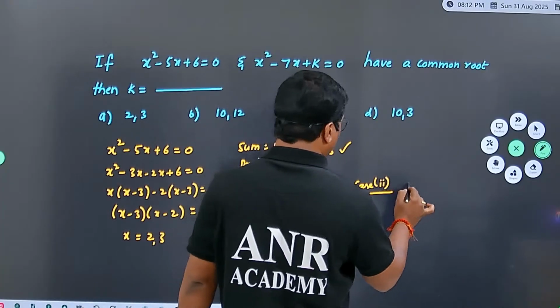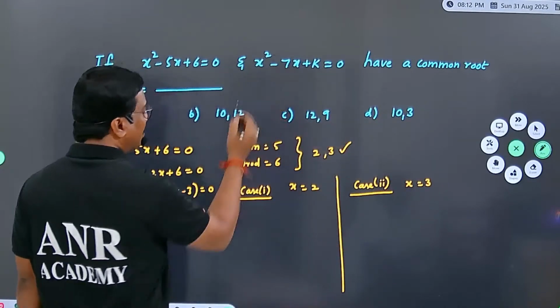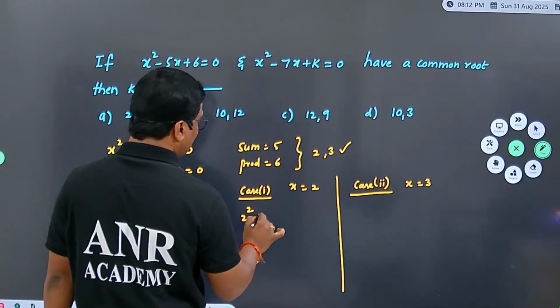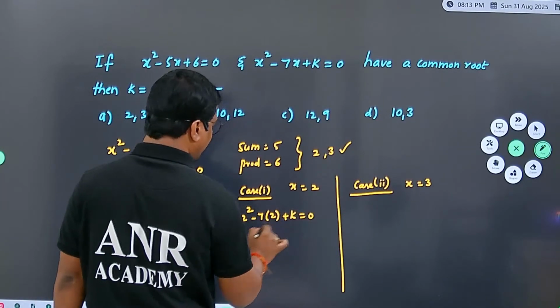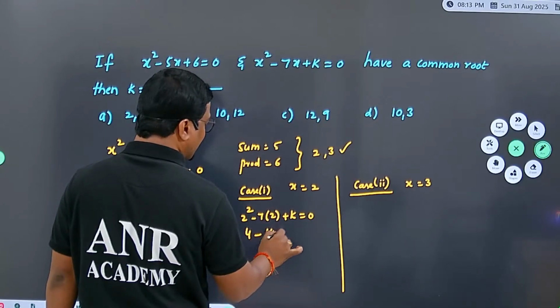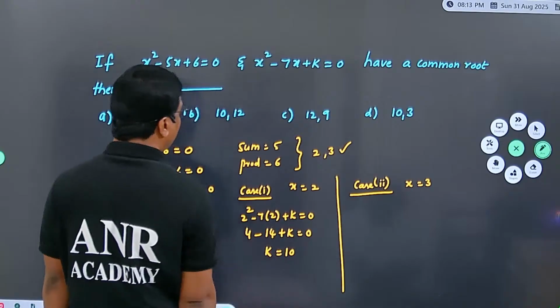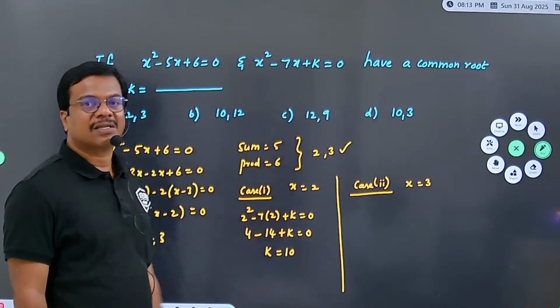If the value of x equals 3... Suppose x equals 2 is the common root, it satisfies the equation. Therefore, 2 square minus 7 into 2 plus k equals 0, 4 minus 14 plus k equals 0, and hence the value of k is 10. You have two options, k equals 10.